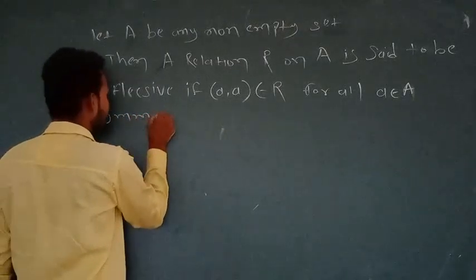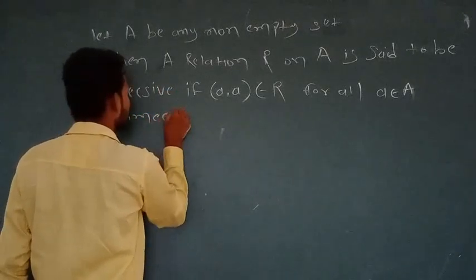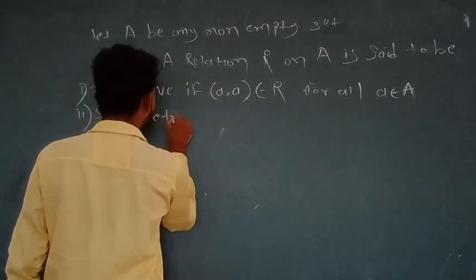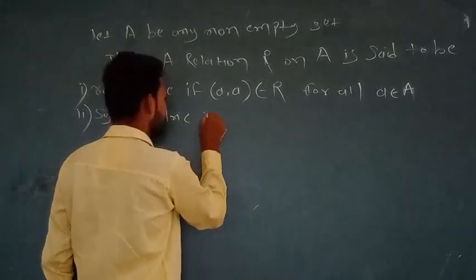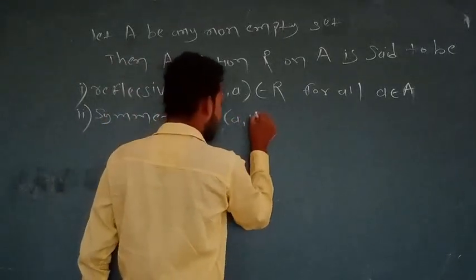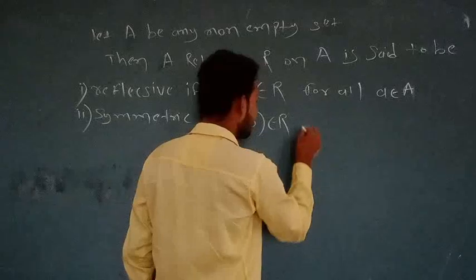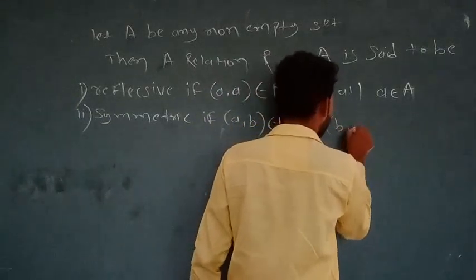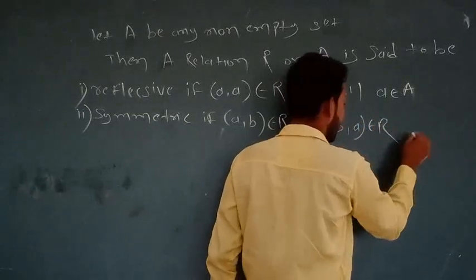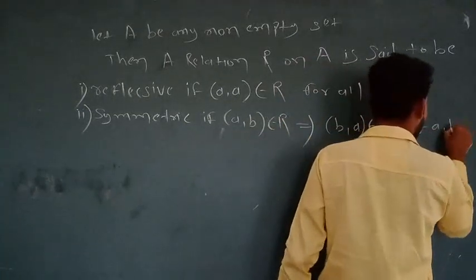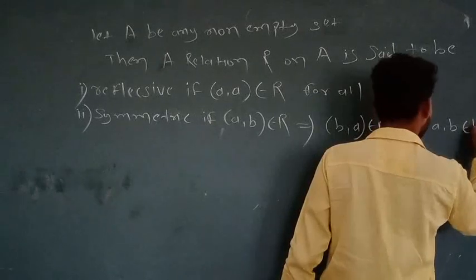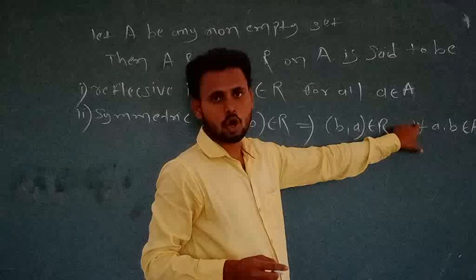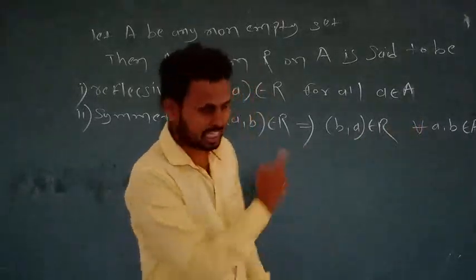A relation R is said to be symmetric if the ordered pair (a, b) belongs to relation R, that implies the ordered pair (b, a) also belongs to the relation R, for all a, b belonging to the set A. This notation denotes "for all".